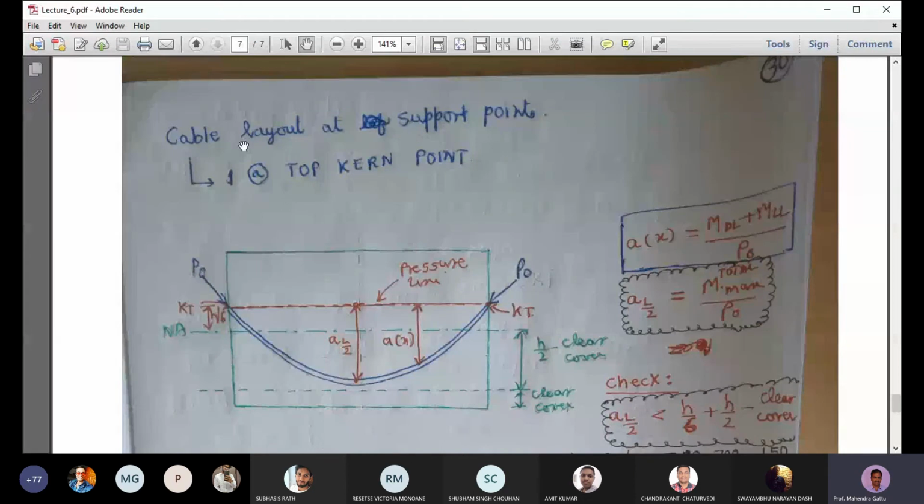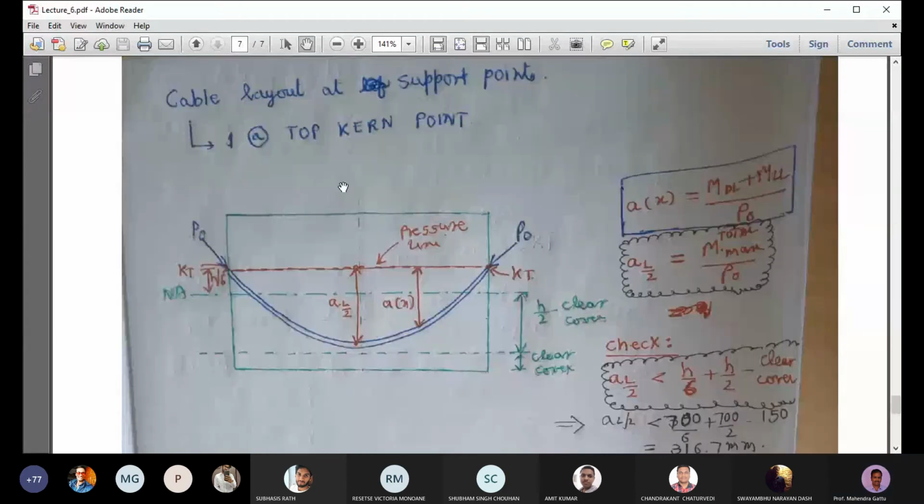So at the support point, we can lay out the cable at the top kern point, here and here. So here the cable line coincides with the top kern point. But if you move this cable line above the top kern point, then the bottom fiber will go into tension. So we don't want that. So the optimum value will be to put it at the top kern point, at a height of h by 6 above the neutral axis, and also here at a height of h by 6 above the neutral axis.